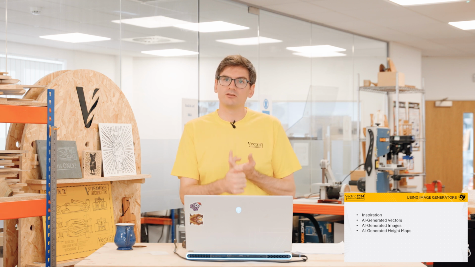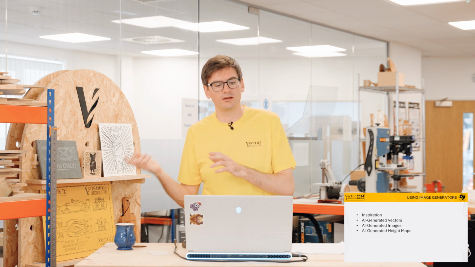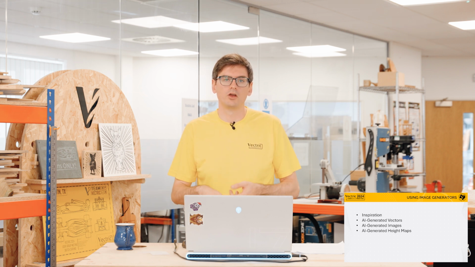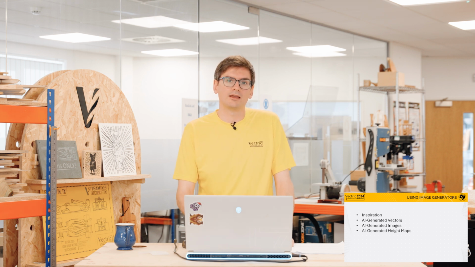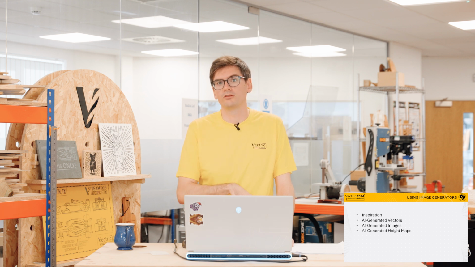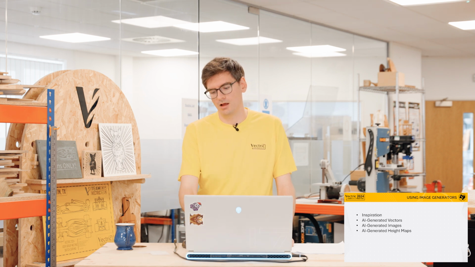We can generate vectors for tracing. You can get them to generate SVGs, but we mostly will be using them for tracing in Aspire and VCarve. We can get them to generate photos, which again could be used for, say, sketch carving or laser engraving. And we can get them to modify images. So we can get them to remove watermarks or remove, say, people from the backgrounds of images that we don't want there. And finally, we're going to use them for generating height maps.